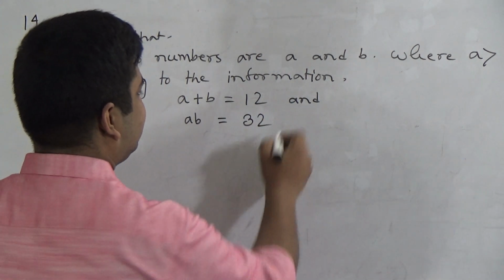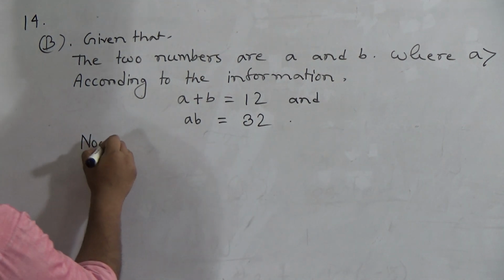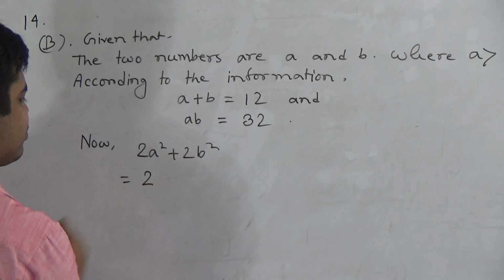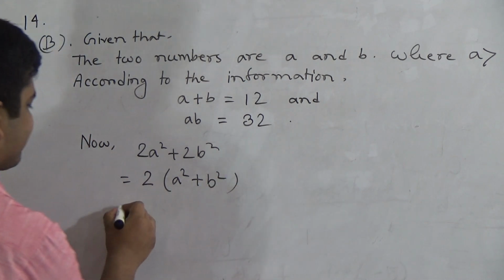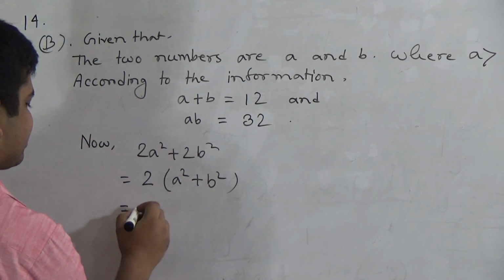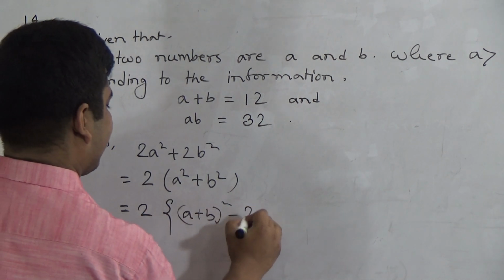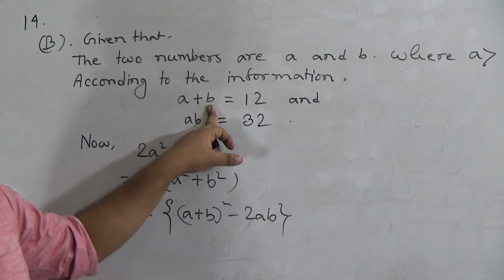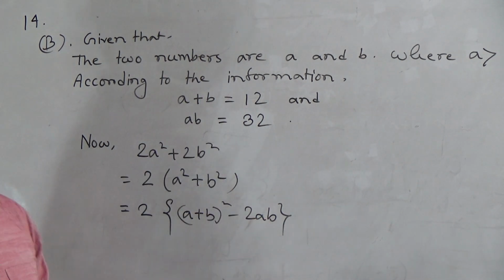Now we need to find out the value of 2A square plus 2B square. Now write here, 2A square plus 2B square. Now we take 2 as common and leave A square plus B square. Now notice, this is the formula of A square plus B square: it is (A plus B) whole square minus twice AB. Why this formula? Because the value of A plus B is given. But if the value of A minus B is given, then we write here (A minus B) whole square plus twice AB.